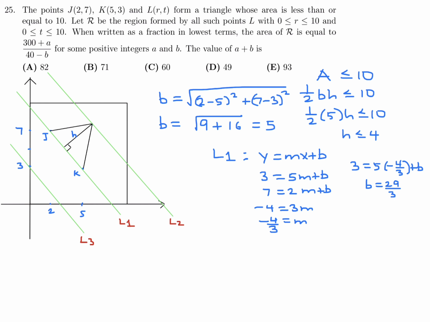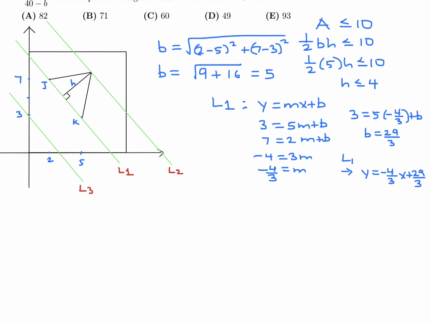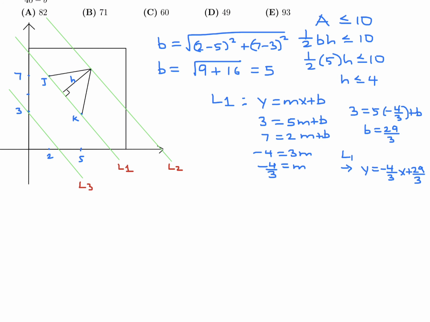So L1, the equation, is y is equal to minus 4 over 3x plus 29 over 3. Great. So we got the equation for L1. But now I need the equation for L2 and L3. And that is, in my opinion, a bit challenging. Not extremely challenging, but I think that's the part that stumps people. How do I figure out the equation of L2 and L3?